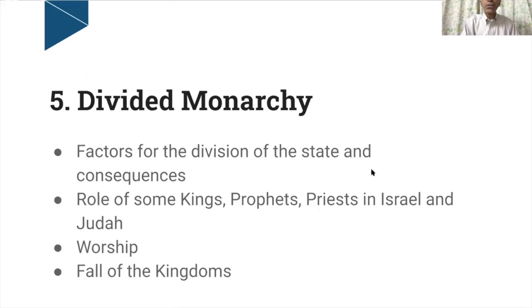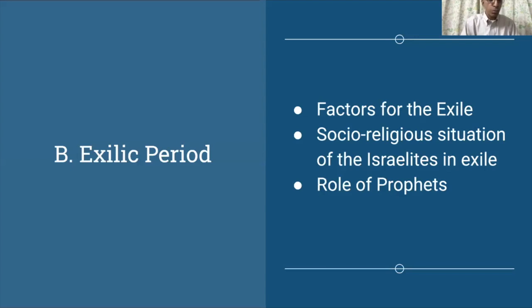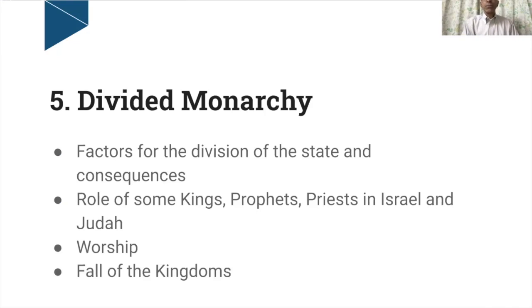All right, then we get into the divided monarchy. The divided monarchy. Well, what is the monarchy? Monarchy is the rule of the kings. Okay, so we began with the kings. The first king, obviously, was Saul.